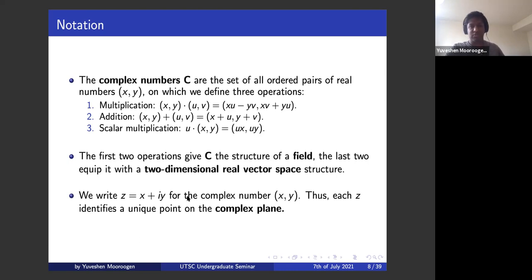Now, in this talk, if I have a complex number x, comma, y, I'm usually going to write it as z equals x plus iy. Hopefully everyone's familiar with this notation. And that xy business identifies a unique point on the complex plane. Every point on the plane corresponds to a complex number, and I can represent every complex number as a unique point on the plane.